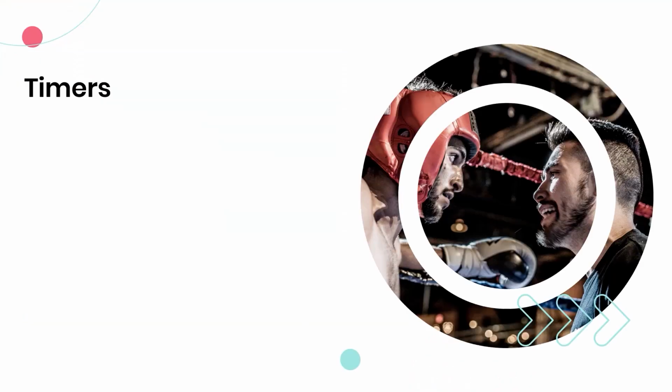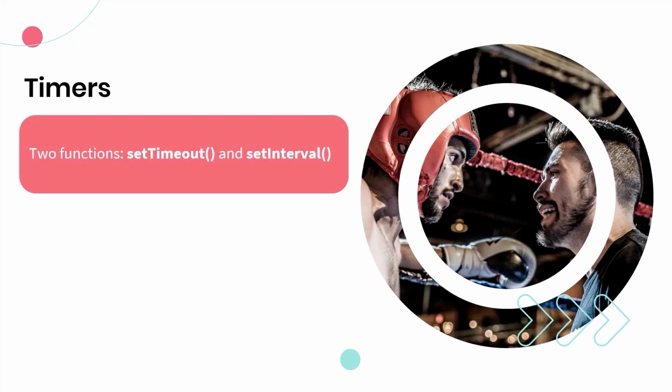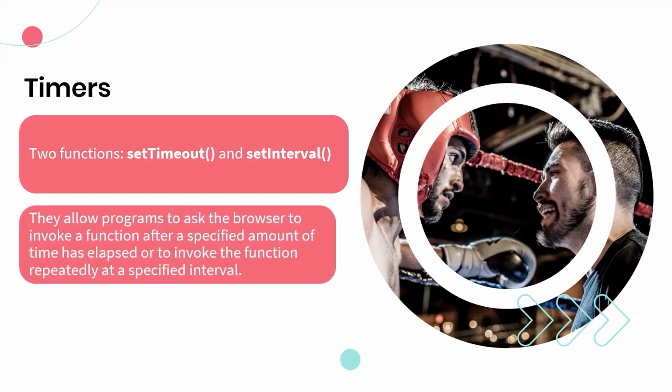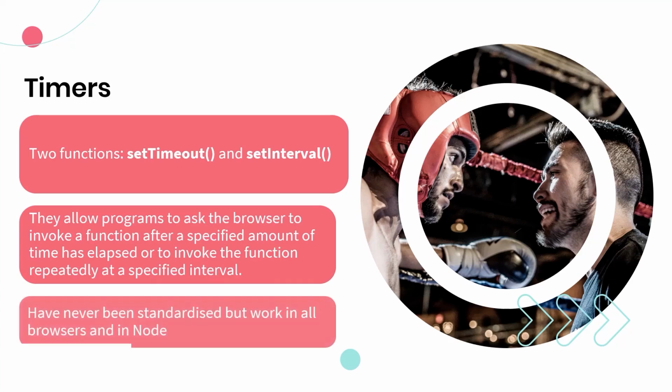Since the earliest days of JavaScript, web browsers have defined two functions, setTimeout and setInterval. They allow programs to ask the browser to invoke a function after a specified amount of time has elapsed, or to invoke the function repeatedly at the specified interval. These functions have never been standardized as a part of the core language, but they work in all browsers and in Node, and are a de facto part of the JavaScript standard library.